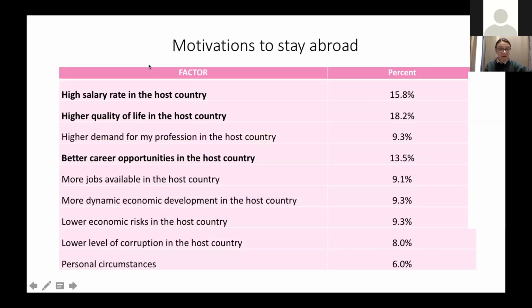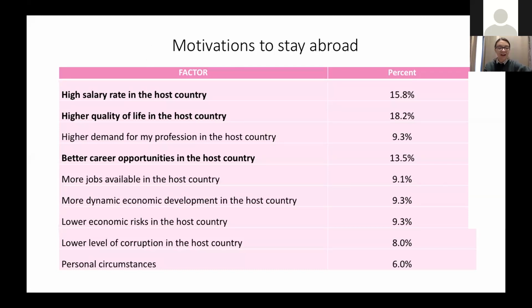And motivations to stay abroad for Russian students include, first and foremost, a high salary rate in the host country, and it can be expected that, of course, quality of life and high salary are the main rationales for students. And also, better career opportunities in the host country is mentioned as one of the most popular rationales.